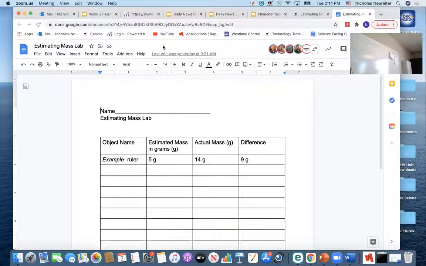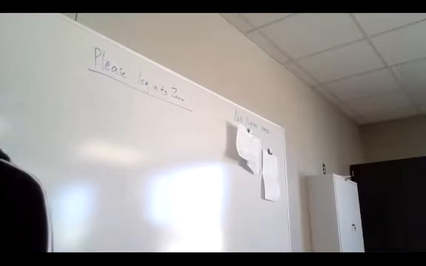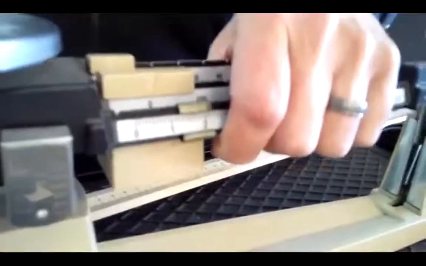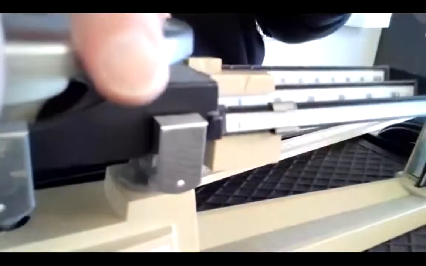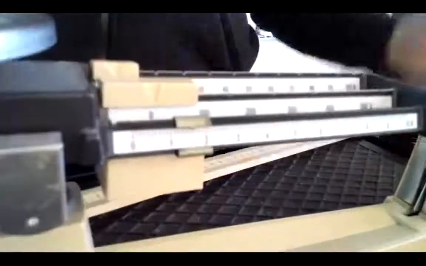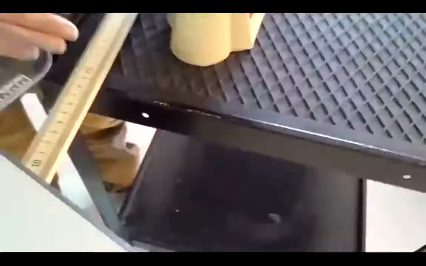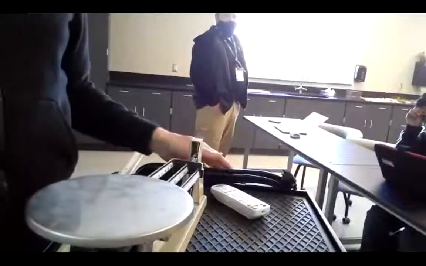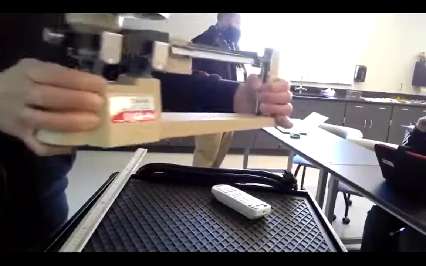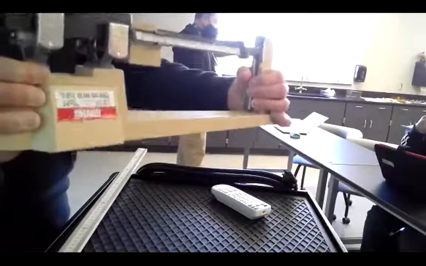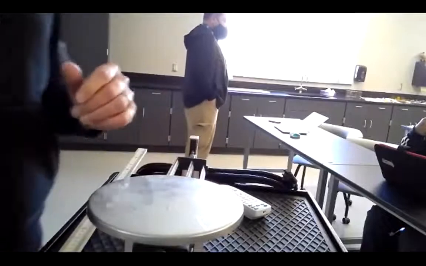Last thing I need to show you as you're doing this activity is that whenever you pick up your balances and take them to your seats, you don't want to grab it here, and you don't want to grab it by the stage here. You want to get it from both sides. So pick it up like this, okay? You don't want to grab it on the part that is actually doing the weighing. So pick it up like this and carefully take it to your table.